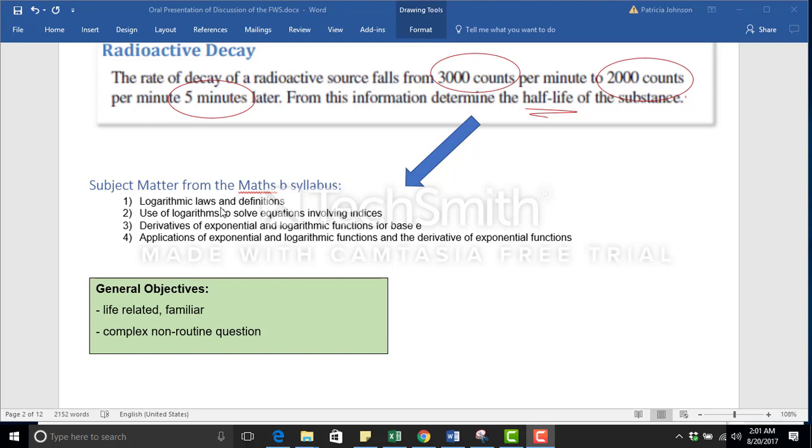Good afternoon. In the radioactive decay problem, the subject matter is from the math-based syllabus: logarithmic laws and definitions, use of logarithms to solve equations involving indices, derivatives of exponential and logarithmic functions for base e, and applications of exponential and logarithmic functions and the derivative of exponential functions.